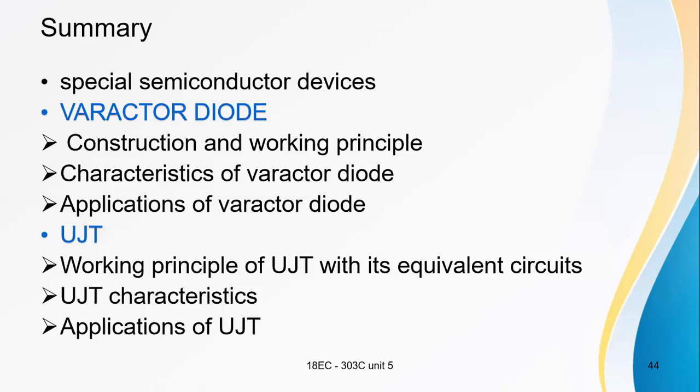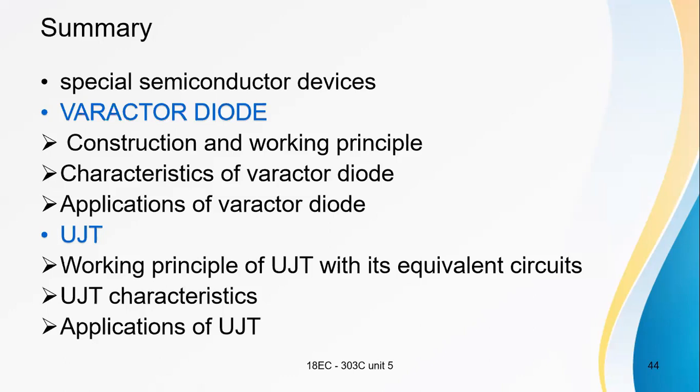That means for low frequency applications, silicon is the used material. For high frequency applications, gallium arsenide will be the used material. And what are the characteristics of a varactor diode? The capacitance varies inversely with the applied reverse voltage. That means when the reverse voltage is increasing, the depletion region is increasing. With the increased depletion region, the capacitance decreases.